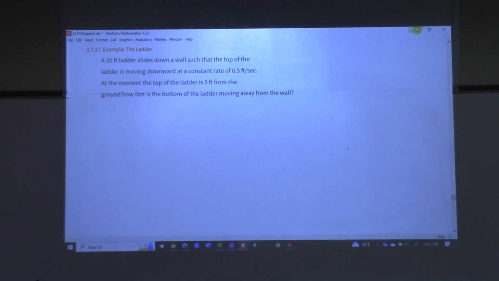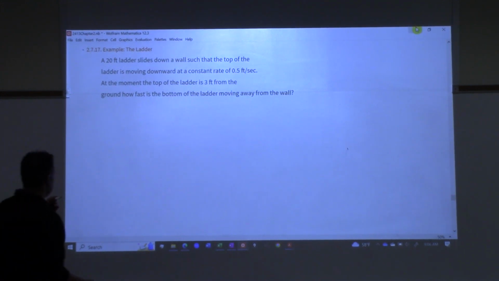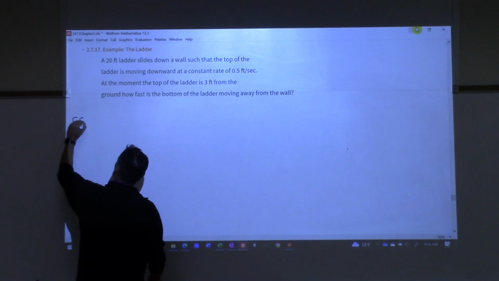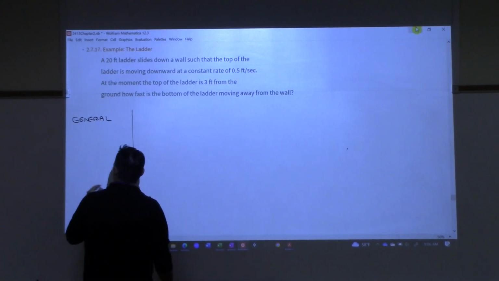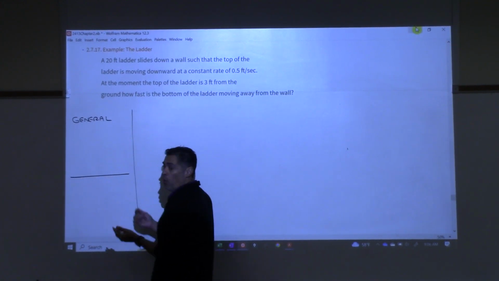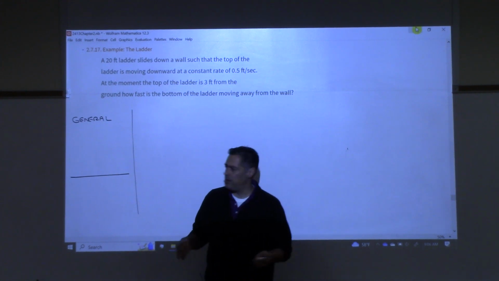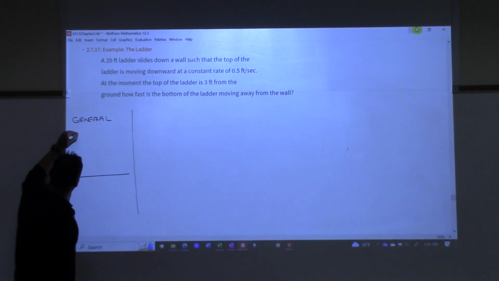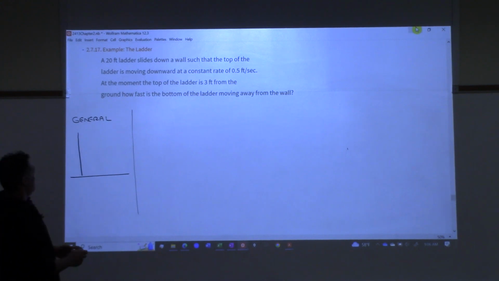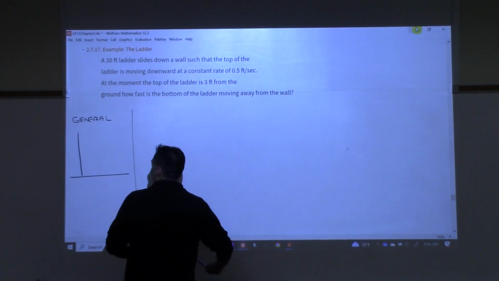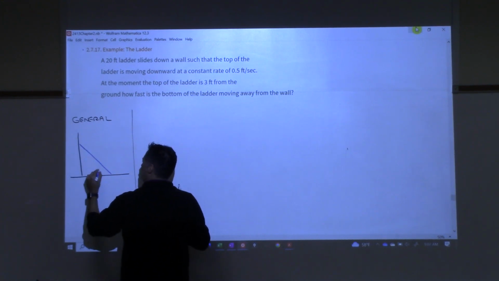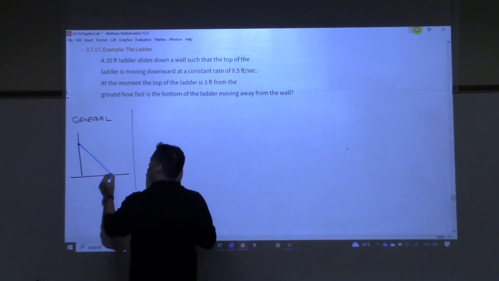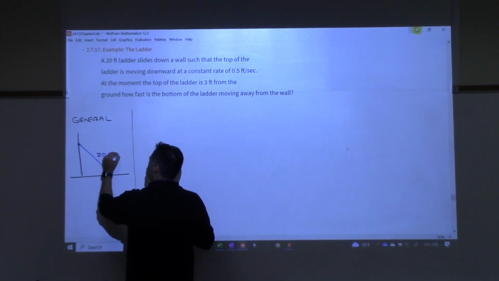First thing I'm going to do is draw my two pictures. One is the general situation. My general picture is that I have the ground and then I have a wall. Which side I put the wall on doesn't matter, but to match my animation, I'll make this the wall. It's supposed to be a straight wall. Okay, good enough. And then I have a ladder, like this. And this I can say is 20 feet. That's never changing in the problem.